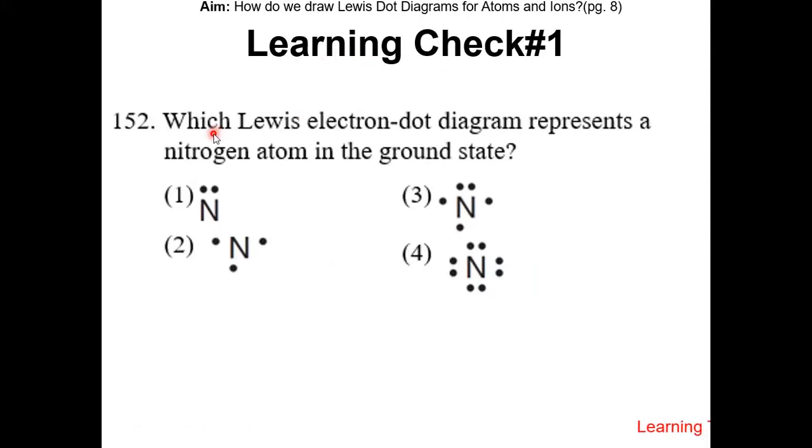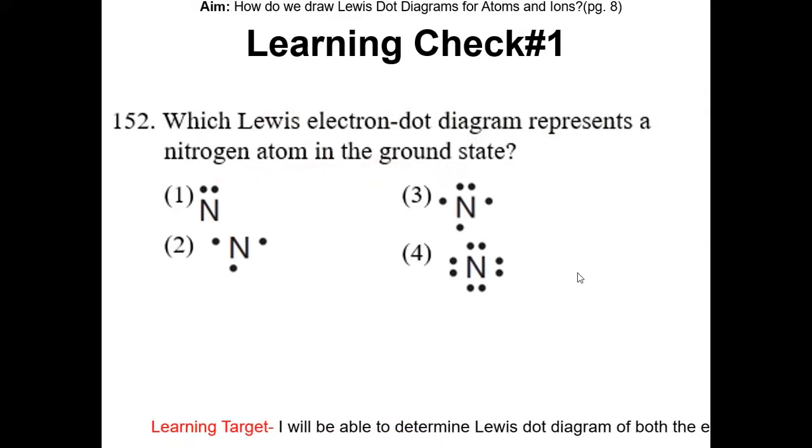Learning trick number 1. Which Lewis dot diagram represents a nitrogen atom in the ground state? Pause the video and resume once you have the answer. By looking at the periodic table, nitrogen has 5 valence electrons. Therefore, nitrogen should only have 5 dots around it. So the answer is choice 3.